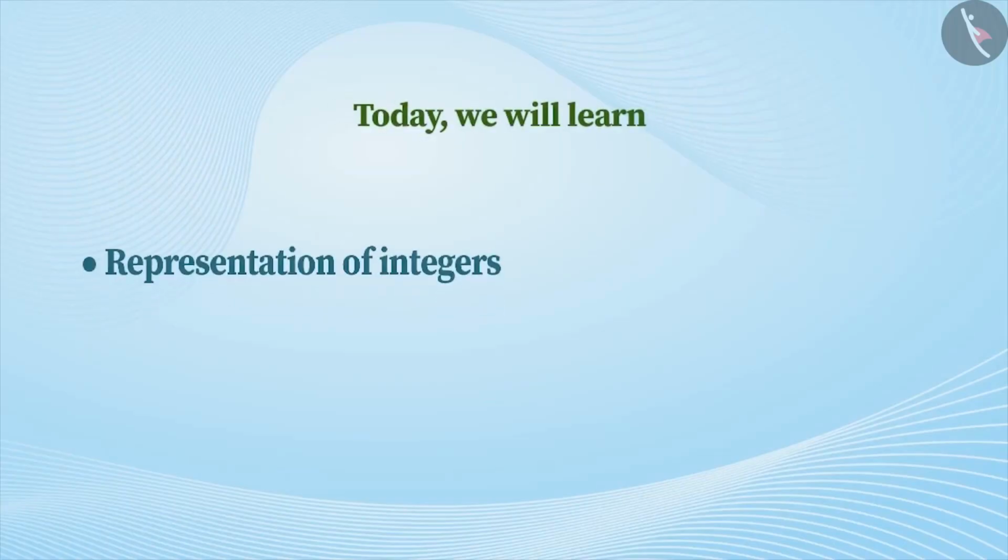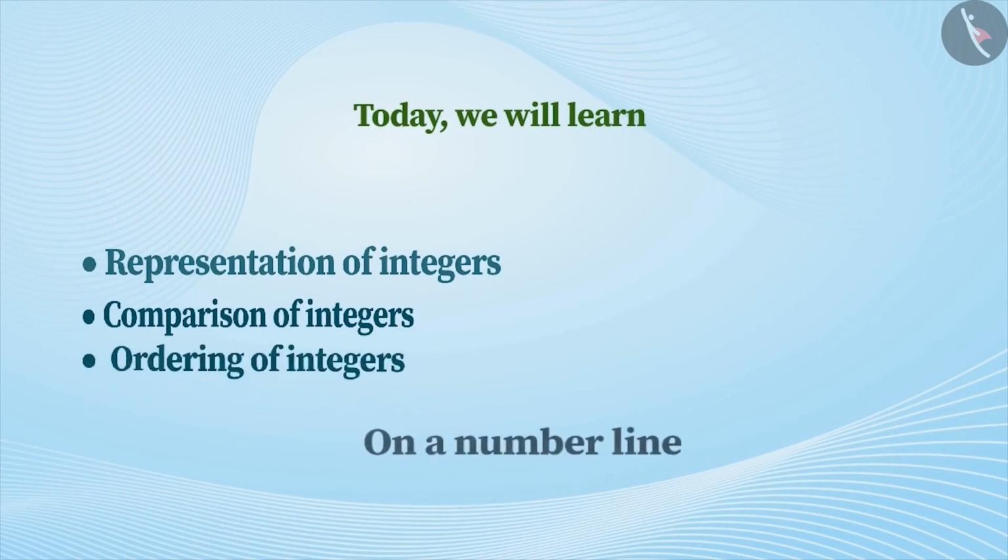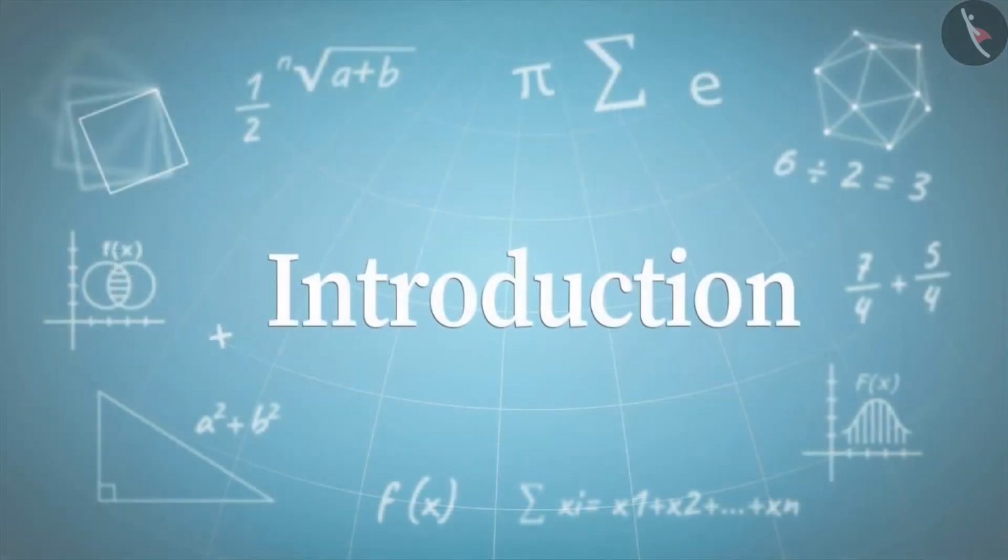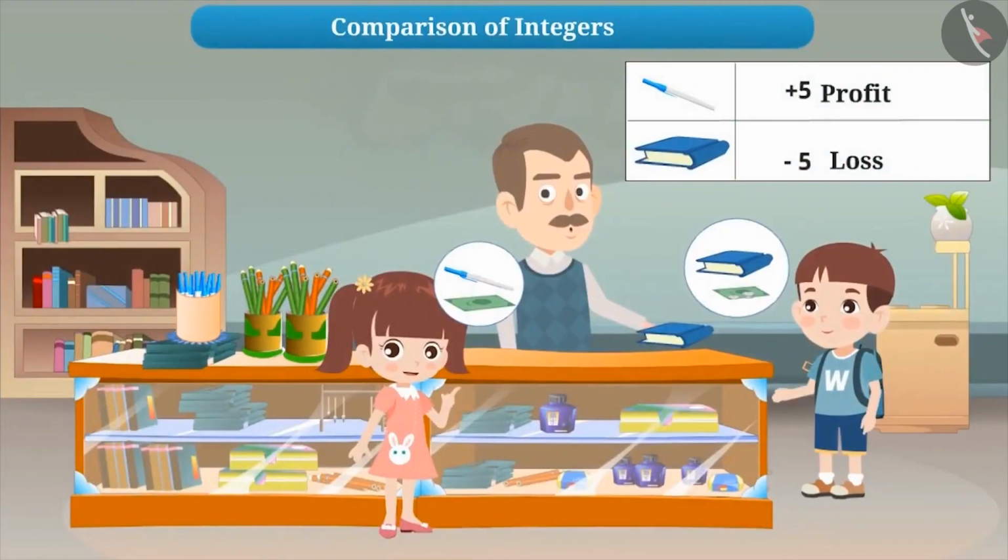Today, we will learn about representation, comparison, and ordering of integers on a number line. Sometimes in life, we come across situations where it becomes necessary to compare two integers. For example, a shopkeeper gains a profit of rupees 5 by selling a pen, but he incurs a loss of rupees 5 by selling a book. Let's compare both integers.